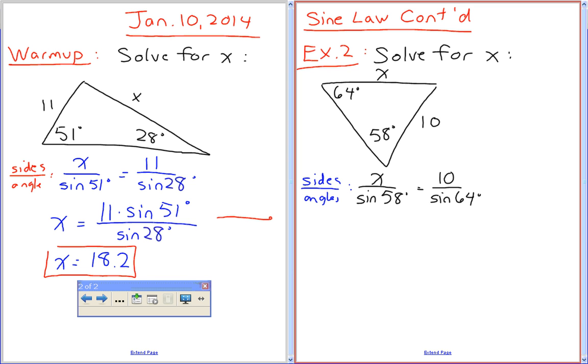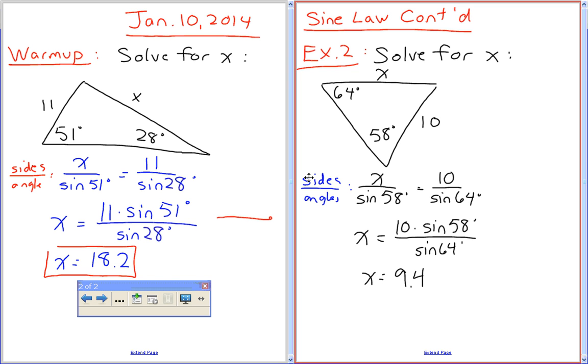Miranda, you're up. What do I do now, please? Then you cross multiply both sides. X equals 10 times sine 58 divided by sine. Very good. And then it's calculator time. Yep, you got it. 9.4. Very good. Can I get people to confirm that?